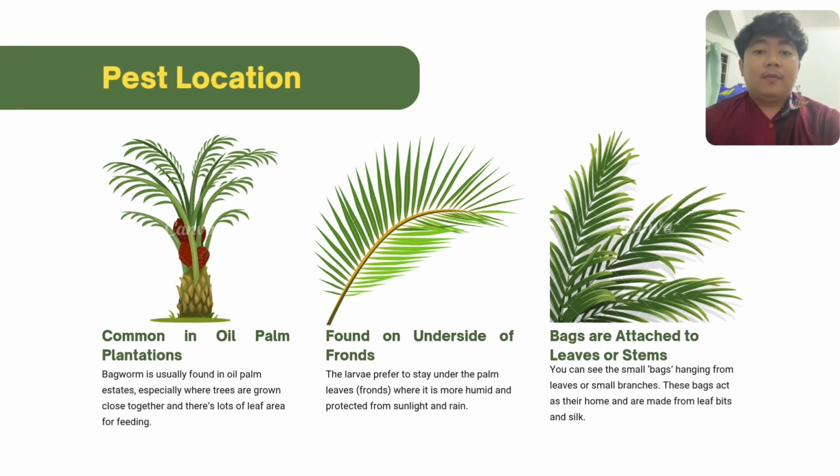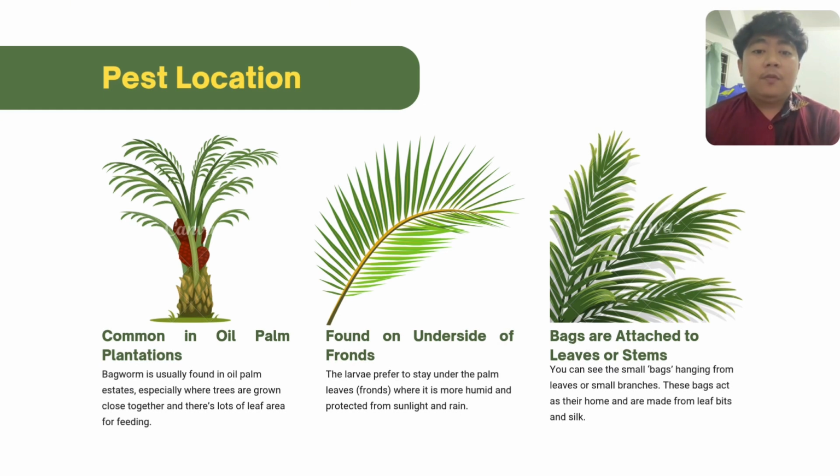You will typically find them on the underside of fronds. The larvae prefer to stay under the palm leaf where it's more humid and protected from sunlight and rain. This hidden location makes early detection challenging during routine inspection.